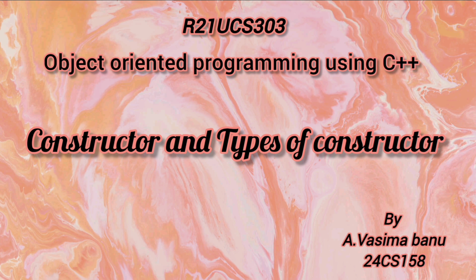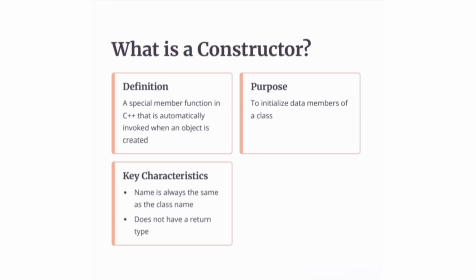I am going to discuss constructors and types of constructors. What is a constructor? A special member function in C++ that is automatically invoked when an object is created. Its purpose is to initialize data members of a class. Its key characteristics are that its name is always the same as the class name and it does not have a return type.